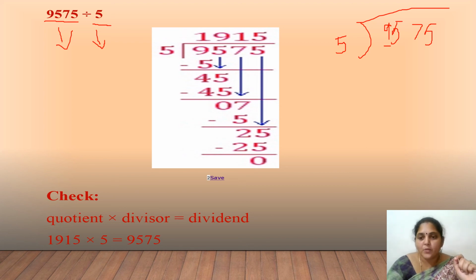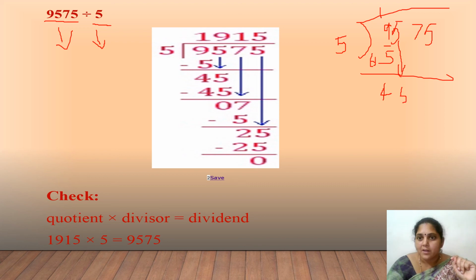So which is the nearest number for 9 in 5 table? It is 5. How many times? 1 time. 5 ones are 5. So when I am subtracting 5 from 9, what will I be getting? I will be getting 4 as my remainder. Now 4 is less than 5. That's why what I have to do? I have to bring down the number 5.